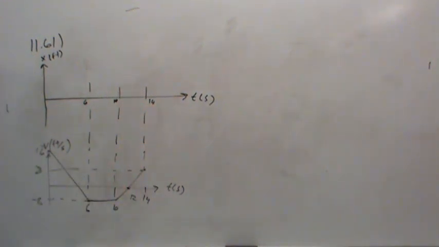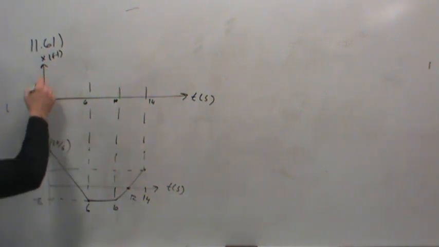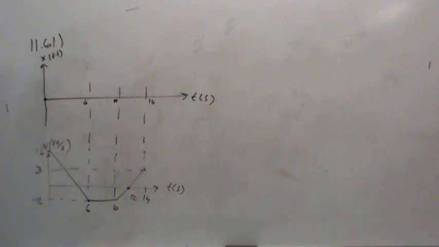Now, did they tell us anything about position? Let's see. The particle starts from the origin is one thing they mentioned. So if the particle starts from the origin, then at time 0, it's at x equal to 0. Now, which way does the particle begin to move? Well, the velocity is a positive velocity, isn't it? So it's moving up.